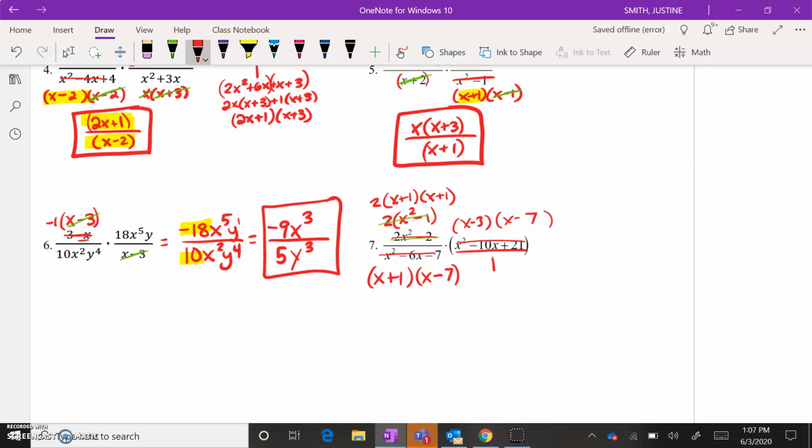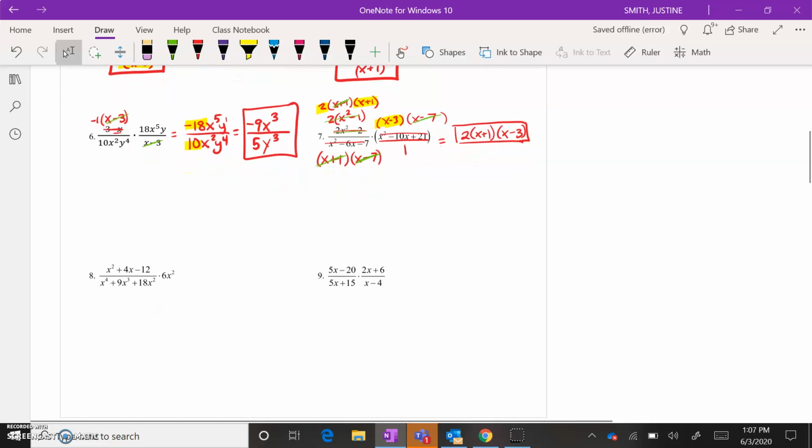All right, so now we're just going to go through and simplify things. So we have an x plus 1, an x plus 1. We have an x minus 7, and x minus 7. And that would be the only thing we have. Okay, so we're left with the 2, and then we have x plus 1, x minus 3, all over 1. Okay, and you can put it all over 1, or you don't have to. You can just leave it like that.